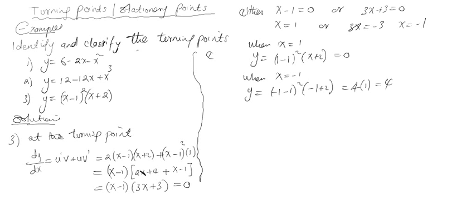So the turning points are A (1, 0) and B (negative 1, 4). Now the remaining task is to classify them. So classification. Classify these points.